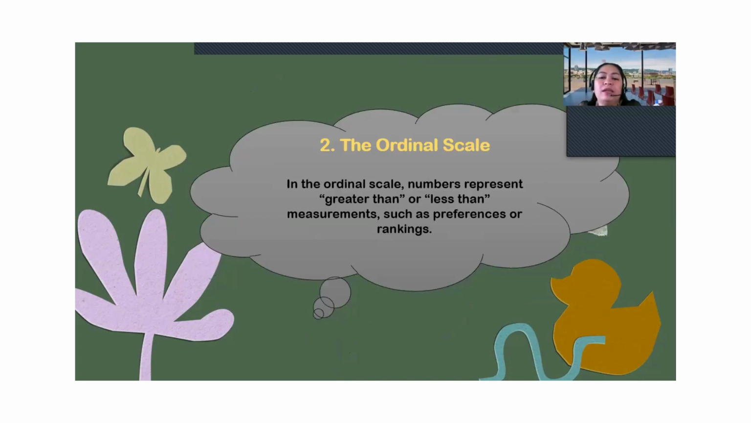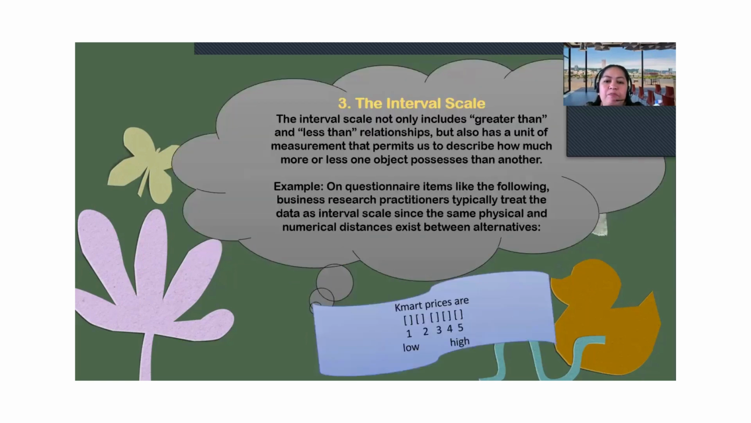In the ordinal scale, the numbers represent greater than or less than measurements such as preferences or rankings. Third is the interval scale. The interval scale does not only include greater than and less than relationships, but also has a unit of measurement that permits us to describe how much more or less one object possesses than another.